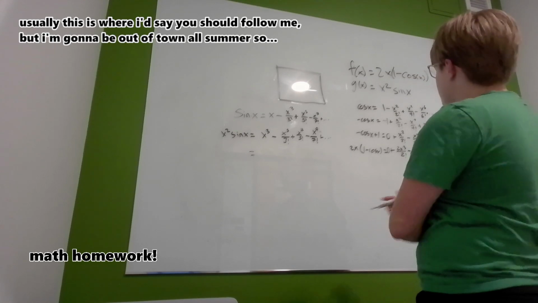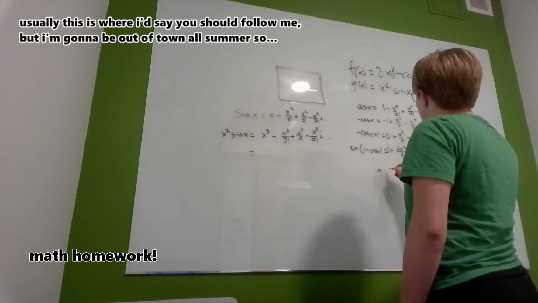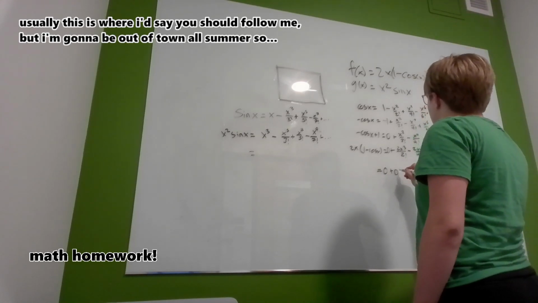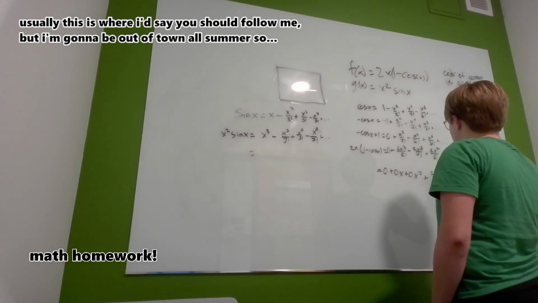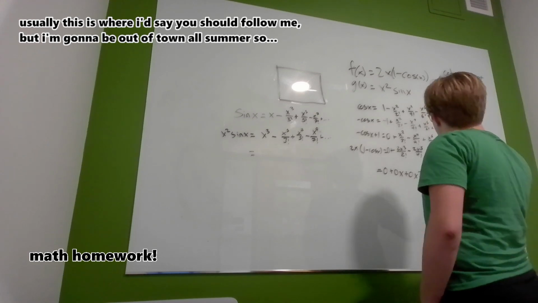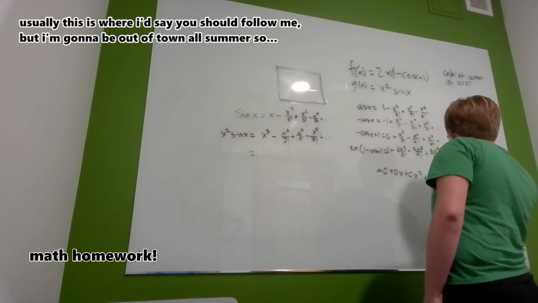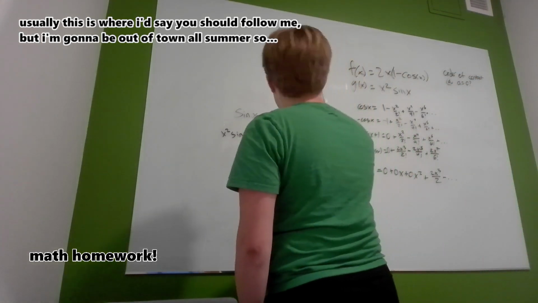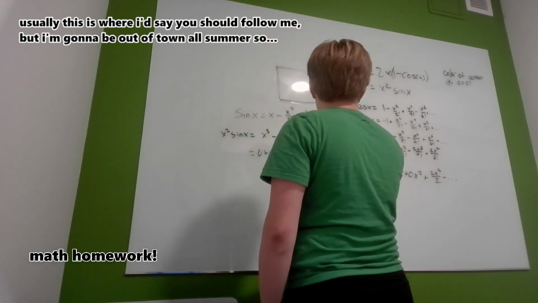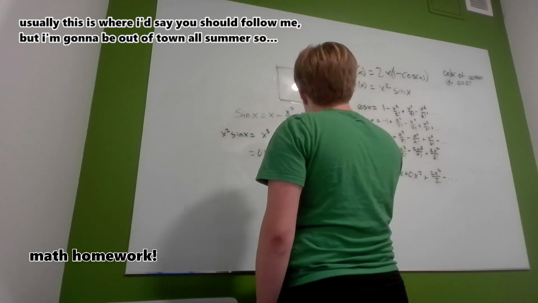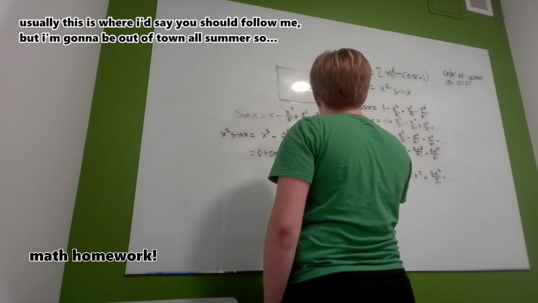Yeah, so which equals 0 plus 0x plus 0x squared plus 2x cubed over 2. And minus that, which equals 0 plus 0x plus 0x squared plus regular x cubed minus x.